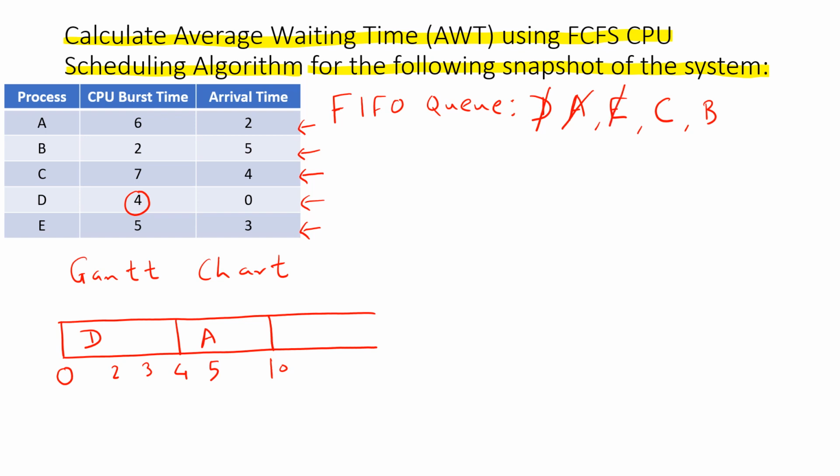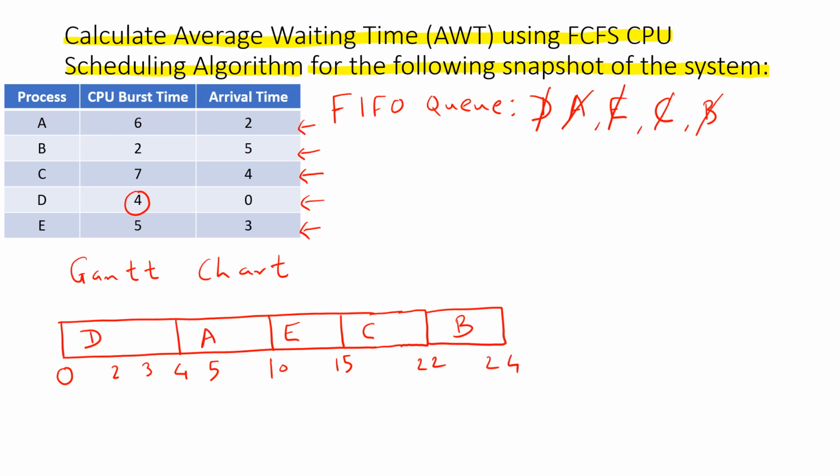So now we can simply allocate the CPU to E. E wants to use it for 5 time units, so 10 to 15, that is 5 time units. Then C will start using the CPU. C wants to use the CPU for 7 time units, so 15 to 22, that is 7 time units. And finally B gets the CPU and B wants to use it for 2 time units, so that is up to 24.